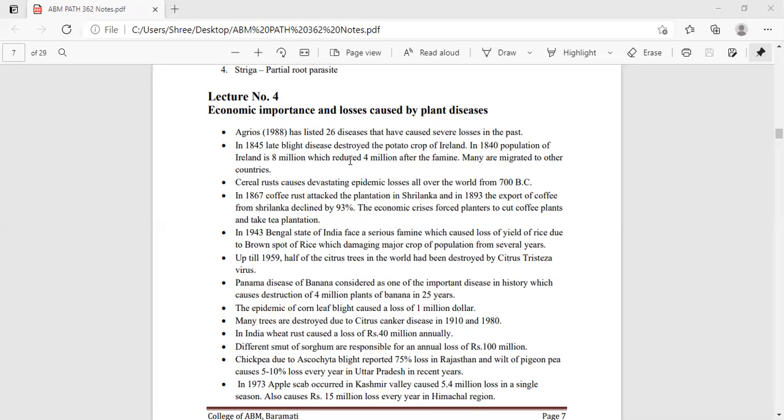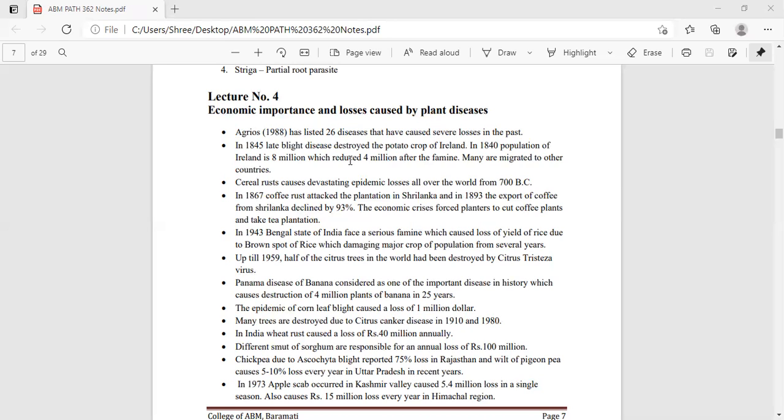Next, cereal rust has caused devastating epidemic losses all over the world from 700 BC. If you look in history, there are many eras given. Basically, the cereal rusts in wheat and other cereals, black rust, brown rust and yellow rust, have caused epidemic losses through many previous eras in the history of plant pathology.